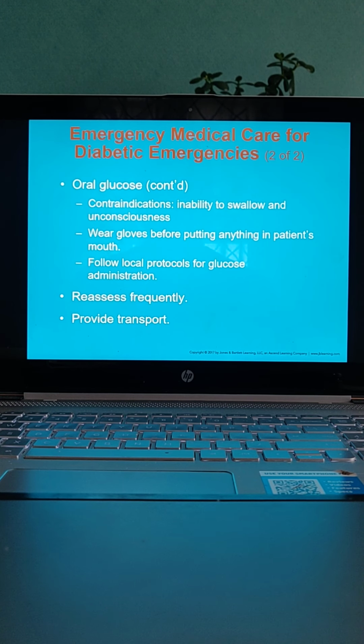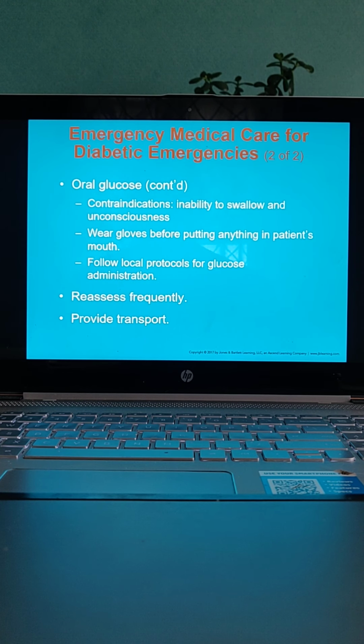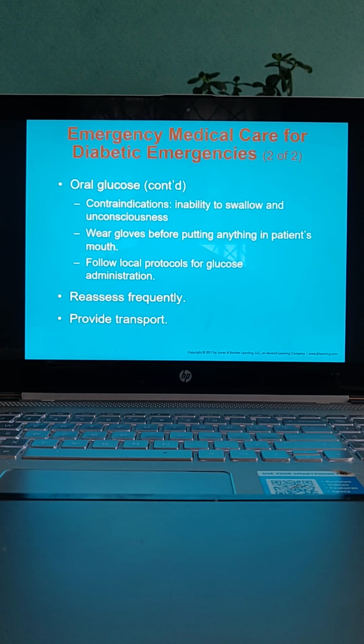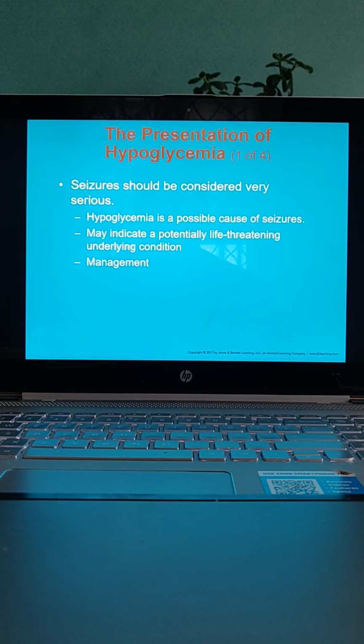Oral glucose contraindications. When do you give and when do you not give? We've already discussed when you give it. Now the contraindications are when you don't give it: inability to swallow, and they're unconscious. So they do not have a gag reflex. Make sure you're wearing your gloves before putting anything in the patient's mouth. Follow local protocols for glucose administration. You're going to reassess the patient frequently, which is every 5 minutes because they're not stable, and you're going to provide rapid transport to the hospital.